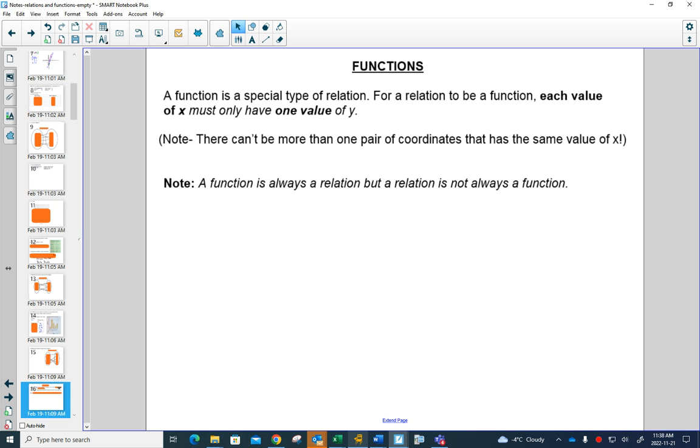For example, if we go back to our dogs and height, what did we have? We had the Chihuahua be about 20-something centimeters. Could it be possible that your Chihuahua is a different height than somebody else's Chihuahua? Yes. It's not like every Chihuahua is perfectly the same height. So that's a relationship, but it's not a function.